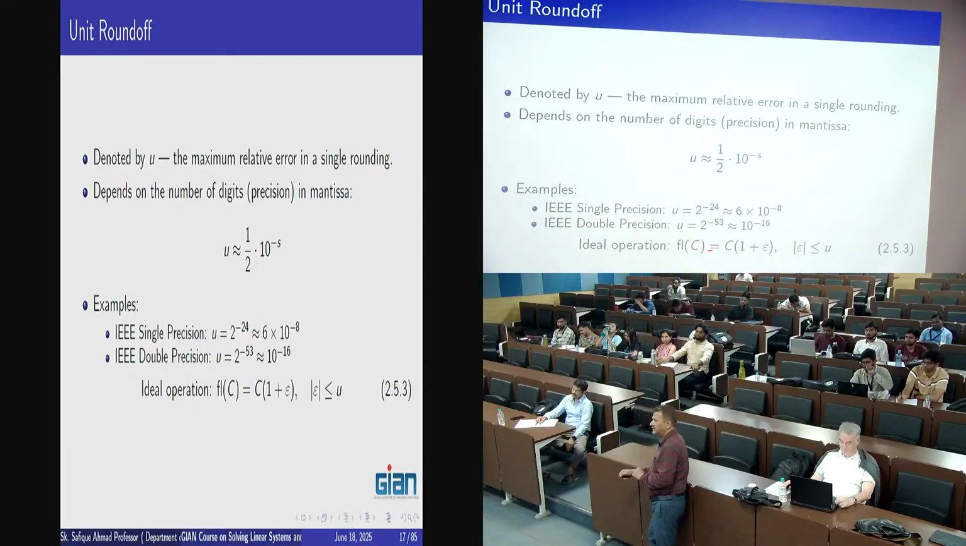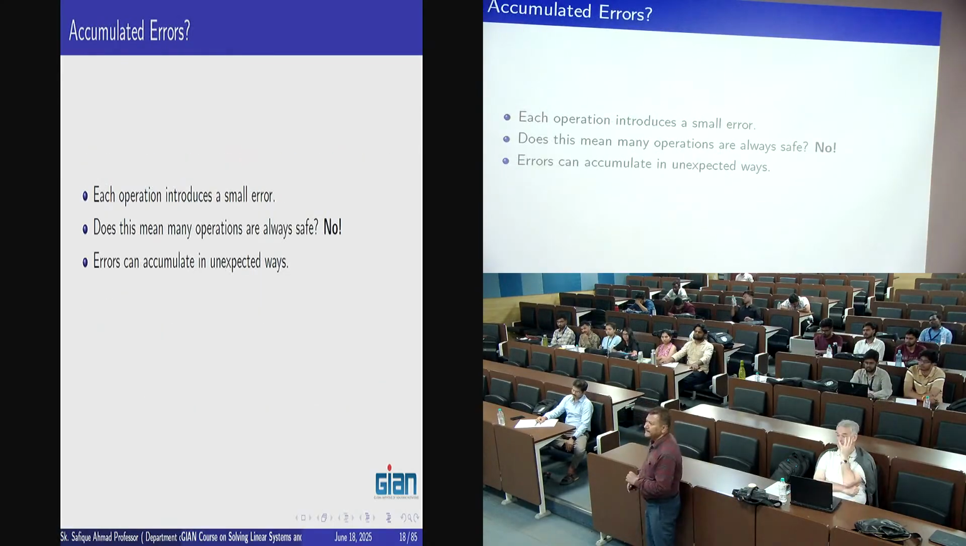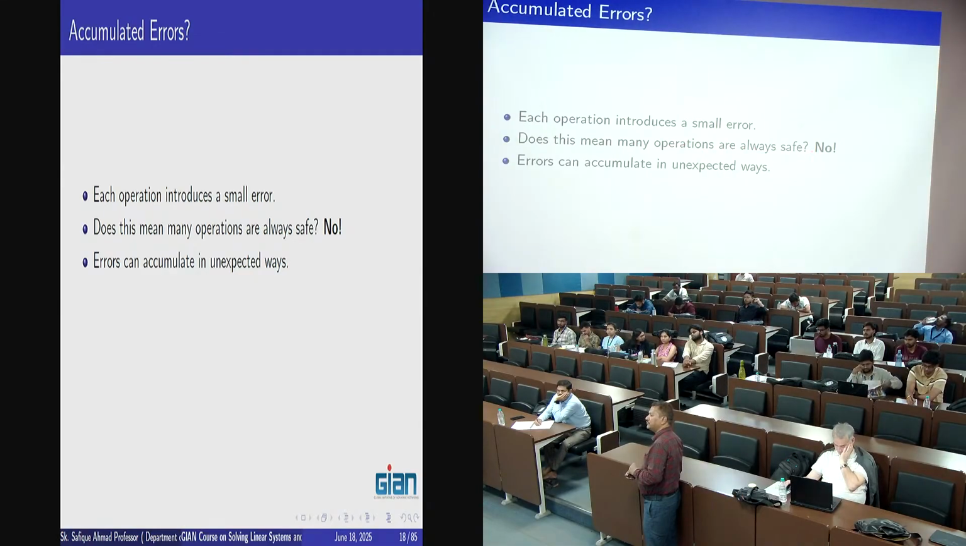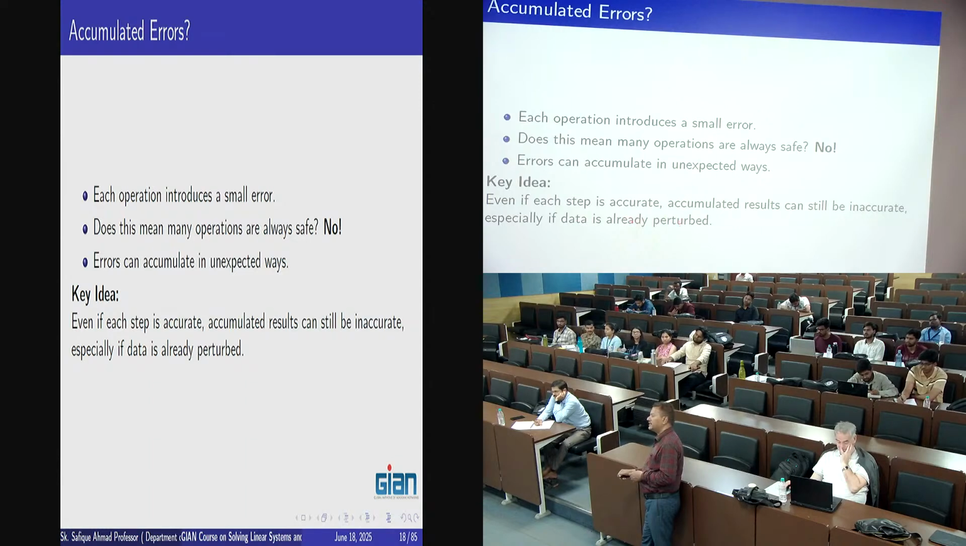Each operation introduces a small error. Does this mean many operations are always safe? No. Then the error will increase exponentially, especially if the data is already perturbed. So, sometimes you have to check if each step is accurate, and the accumulated results can still be perturbed if you have perturbed your data.